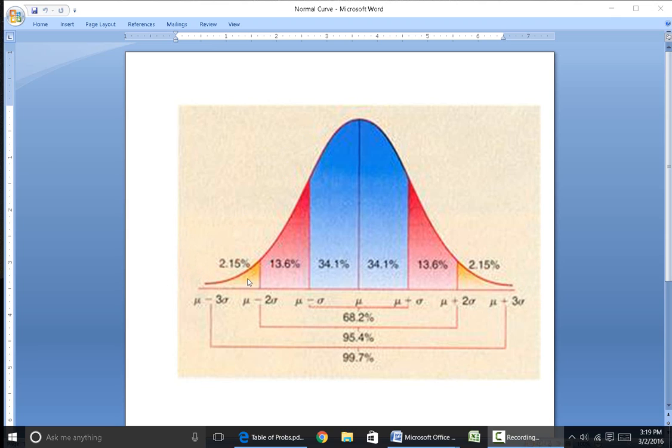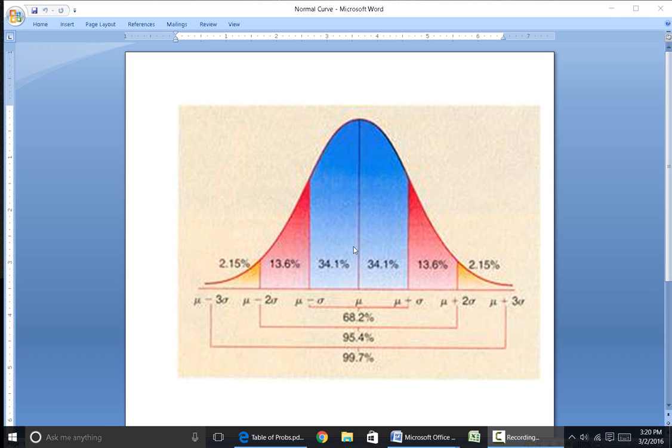I also can think of this area, this section under the curve. All of this, we can talk about the area under the curve. So we can talk about the percentages, we can talk about probability, and so forth.